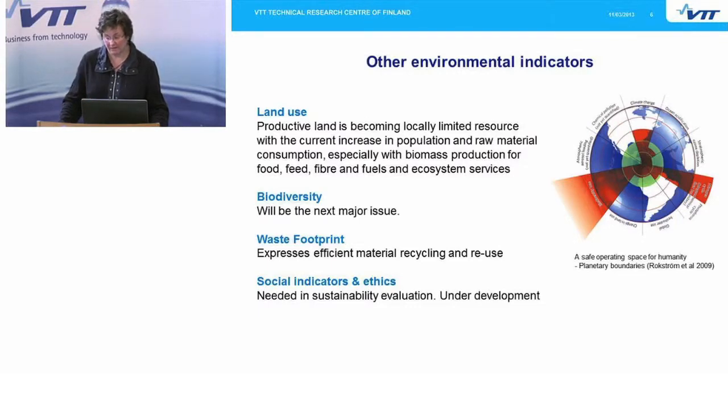On the right, I have put a picture. That is one approach to evaluate different environmental parameters like climate change or ocean acidification or biodiversity, and see what the situation is at the moment, what the capacity of the Earth is. So the green circle in the middle means that the state of a certain indicator is fine. If it goes red, it goes over the capacity of the Earth.